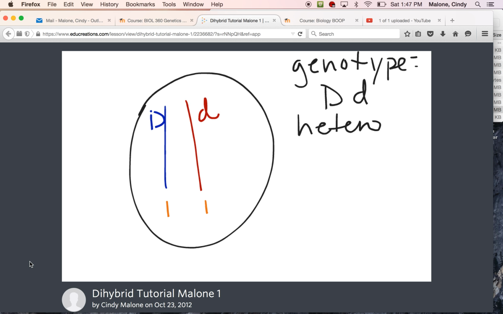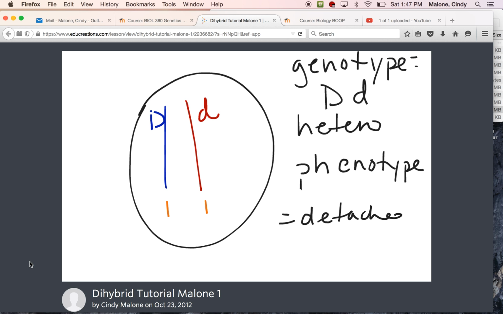We know that detached for big D is dominant because we told you that. So what would your phenotype be if you were big D, little d? Why, yes, you would have the detached earlobes. Floppy. Okay, does that make sense? All right, let's go on.